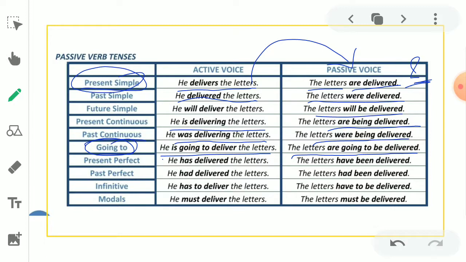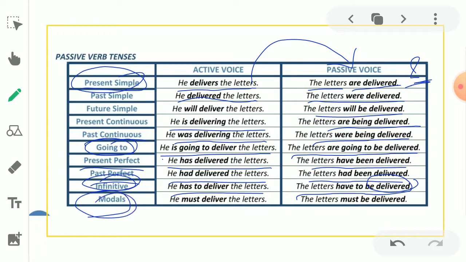Present perfect. He has delivered the letters. The letters have been delivered. Past perfect. He had delivered the letters. The letters had been delivered. Infinitive forms, like he has to deliver the letters. The letters have to be delivered. So this is the way the tense form is used here.